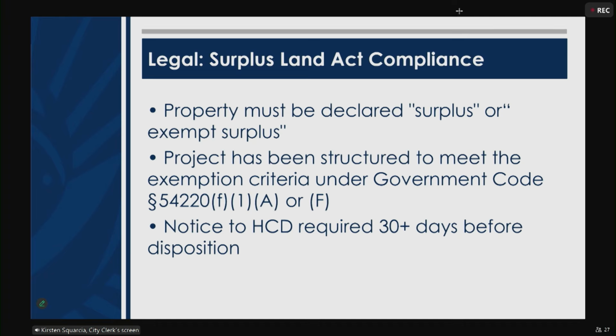And so with the intention of seeking exempt surplus land designation, essentially there are 2 steps that need to be met. The first is that the city council, once it's brought before the council, can approve a declaration that the land is exempt surplus land. And then once that approval is received, notice is given to HCD in order to complete compliance with the Surplus Land Act. Next slide, please.